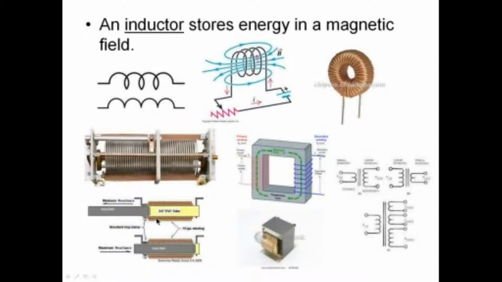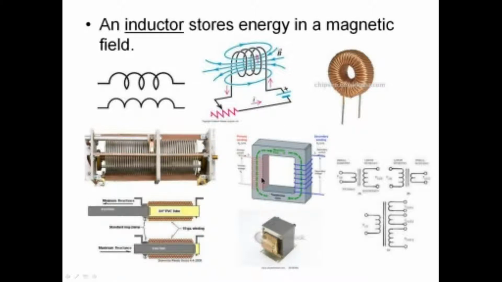I have a coil here. It's fixed this time, but I have an iron rod that I can move in and out of that. And by moving that iron rod in and out of there, I can change the amount of inductance that I have. Another form of inductor is a transformer.